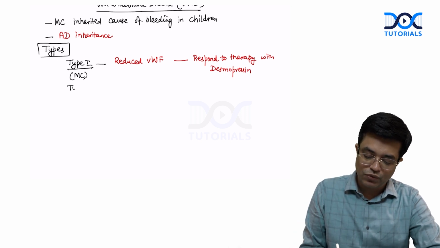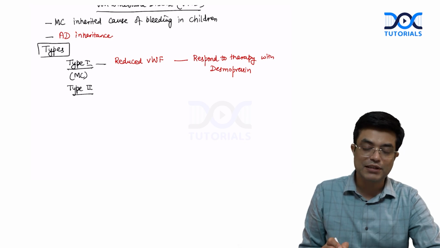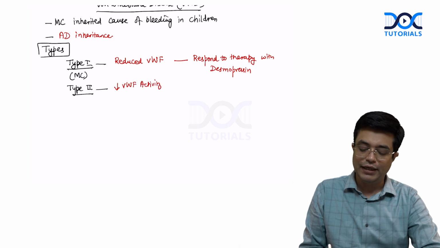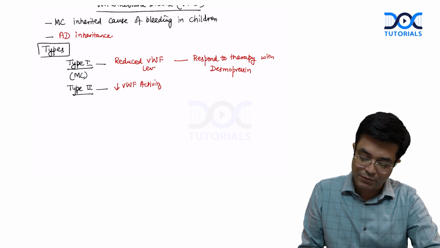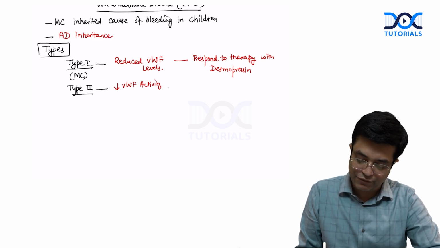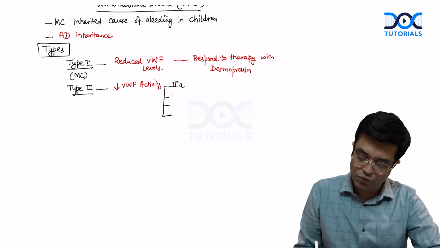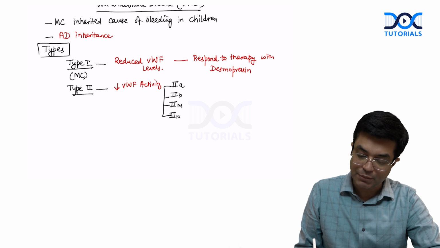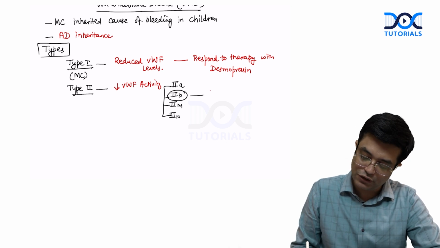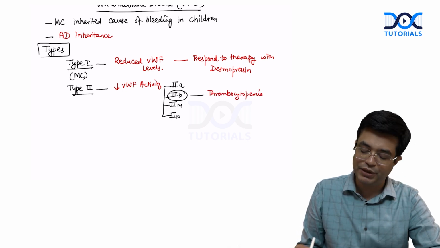Then we have type 2 von Willebrand disease. Type 2 has multiple subtypes. All of them have reduced activity of von Willebrand factor, even if the levels are not less. In type 1, the levels of von Willebrand factor were low. Here the activity is low. It is of further 4 types. You have type 2A, 2B, 2M and 2N. Among them, it is type 2B which is associated with thrombocytopenia. So these patients have the additional problem of thrombocytopenia.